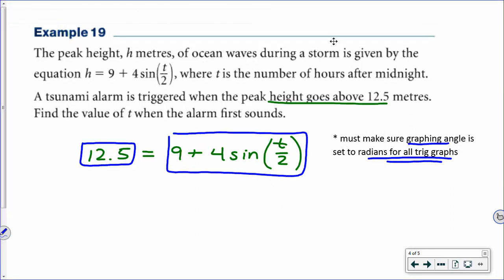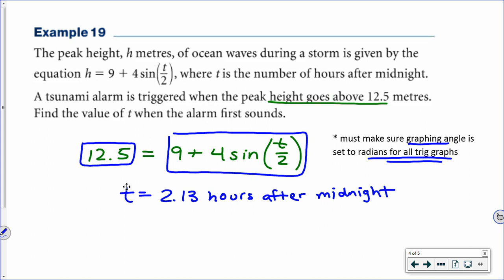In this question, t is hours after midnight. So we're looking at t equals 2.13 hours after midnight. This does not mean 2:13 in the morning, because there's 60 minutes in an hour and decimals are out of 100. So it's fair enough to just answer 2.13 hours after midnight.